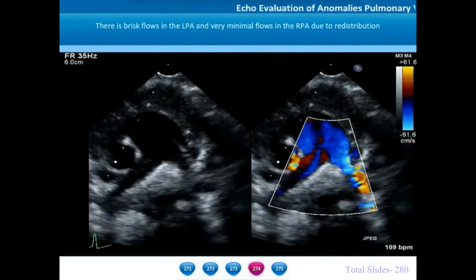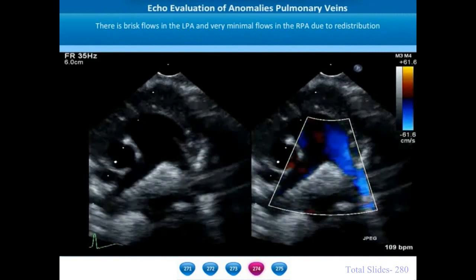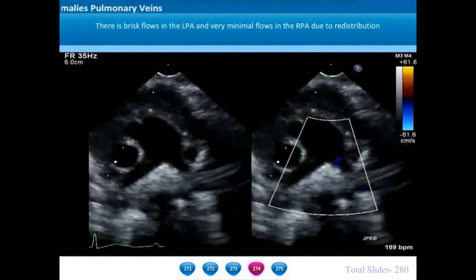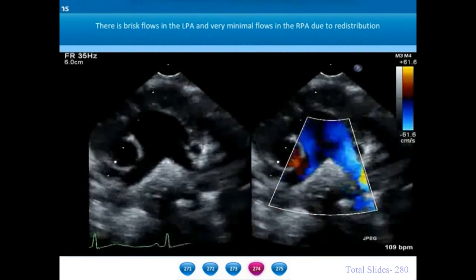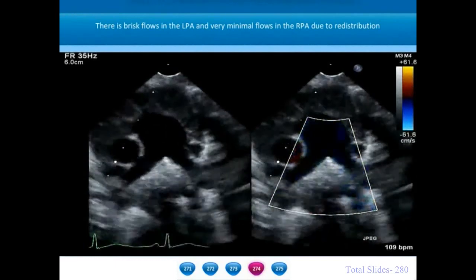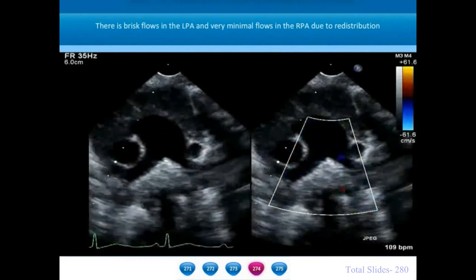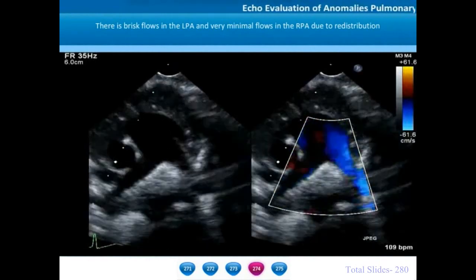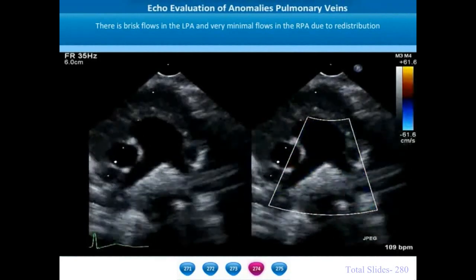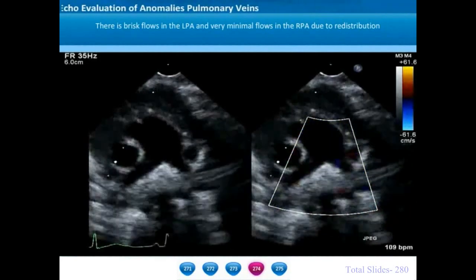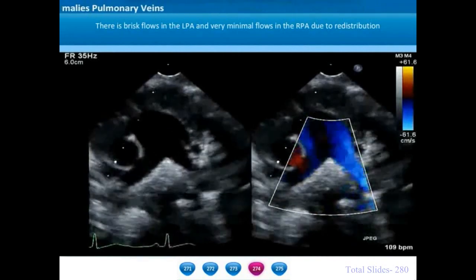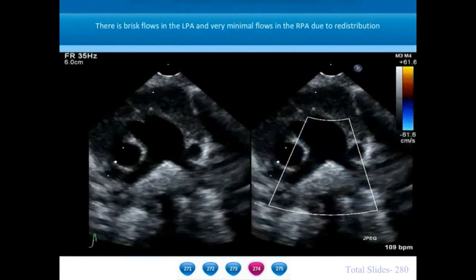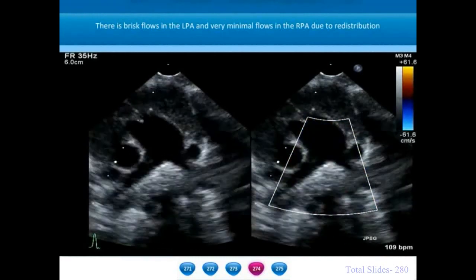On a parasternal short axis view showing both the pulmonary arteries, we interrogate the blood flow in the right and the left pulmonary artery. The left pulmonary artery is having very brisk flows. We don't see a good color flow into the right pulmonary artery at all. This is indicative of a redistribution of the blood flows more towards the left lung and reducing the flow into the right lung. This sort of compensatory pulmonary arteriolar spasm is commonly seen in unilateral pulmonary venous occlusions.